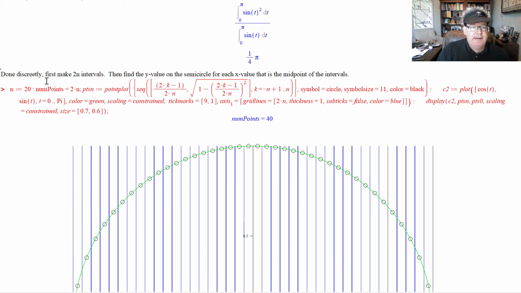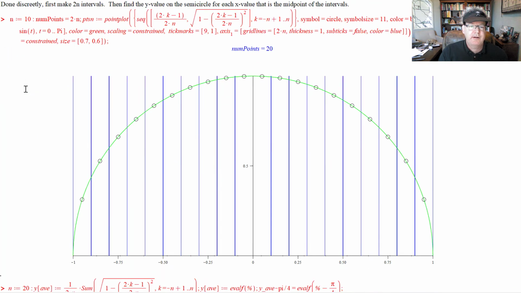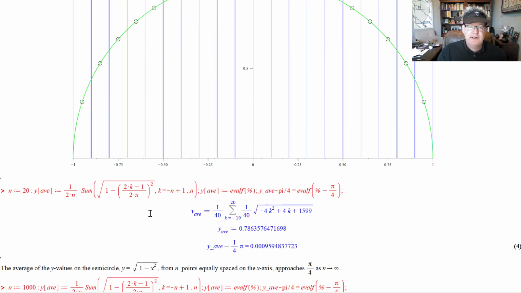Let me take it back to 10, just to compare with respect to arc length. Okay, so that's 20 points equally spaced along the x-axis. Find the y's, average them. It's not too far from pi over 4, and then the more points there are, the closer you are to pi over 4.